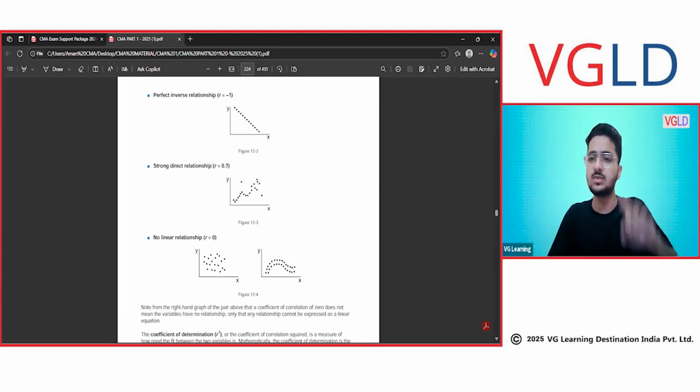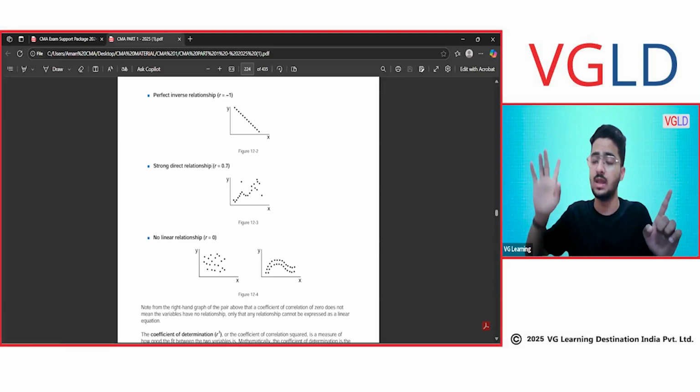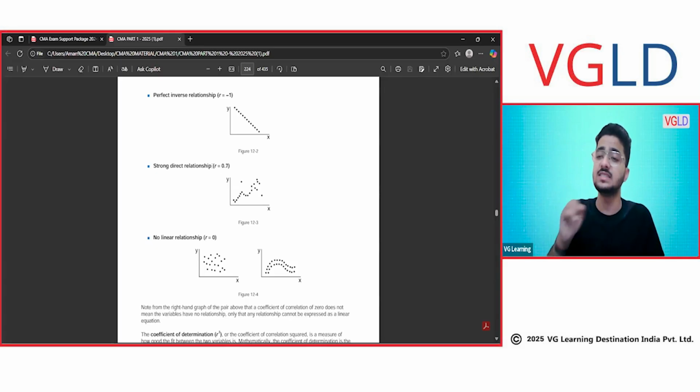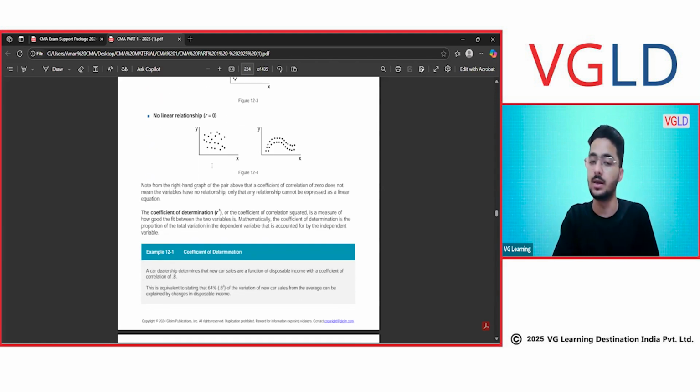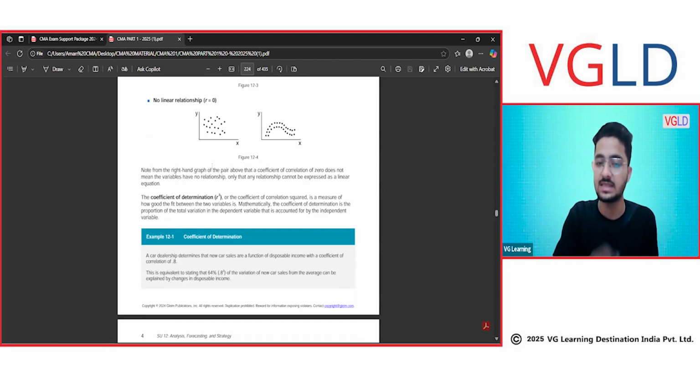Clear? If it is 1, there is a direct relationship. If it is -1, there is an inverse, opposite relationship. If it is 0, then there is no relationship. And if it is nearer to 1, there is a strong direct relationship. If it is nearer to -1, strong inverse relationship. So that's how strength you can build up. That's your coefficient of correlation.